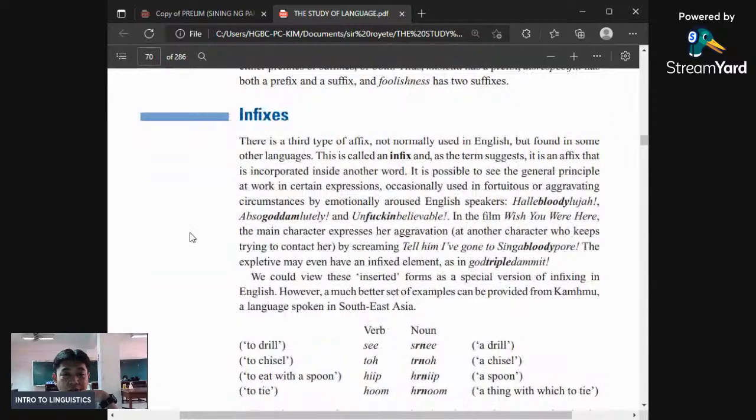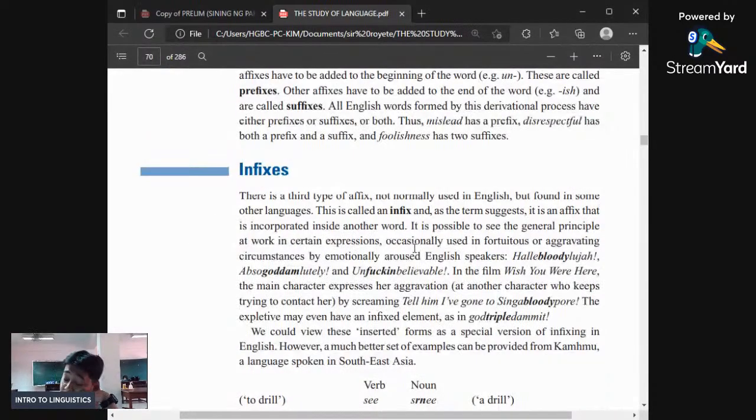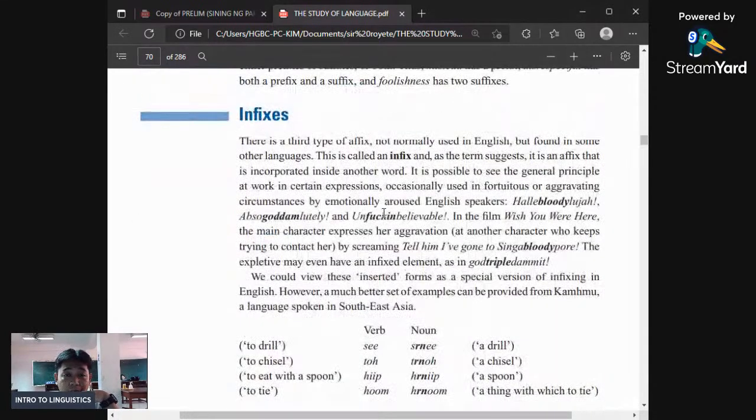We can also have infixes in English, but not common. For the Filipino language, marami talaga. Infix, it means sa gitna. Kain, lagay mo sa gitna, infix na um, kumain, and in, kinain, di ba? Inom, uminom, ininom. Right? So that's infixes.